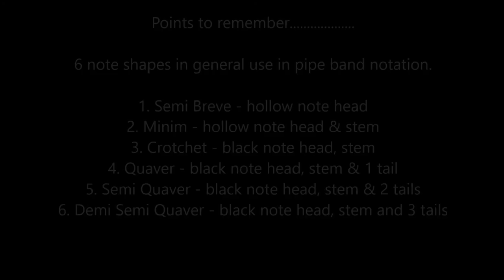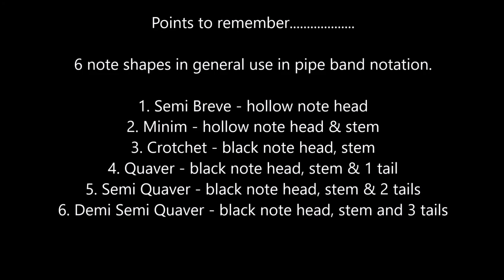Okay, to summarise, there's six note shapes in general use in pipe band notation. First one's a semi-breve, which is just a hollow note head. Second was the minim, which is a hollow note head and a stem. Third was the crotchet, which is a black or filled in note head and a stem.